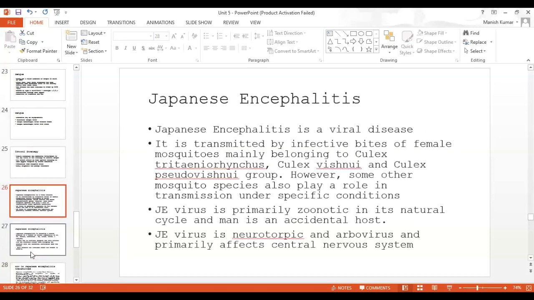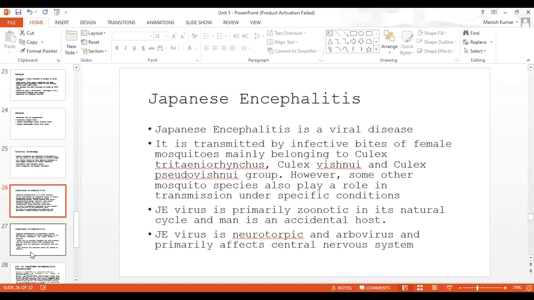The fourth one is Japanese encephalitis. It is a viral disease, transmitted by infective bites of female mosquitoes, mainly belonging to the Culex family. It is primarily a zoonotic disease, and man is one of the hosts of this disease. So I will not go into the details of these diseases. You can have a look.